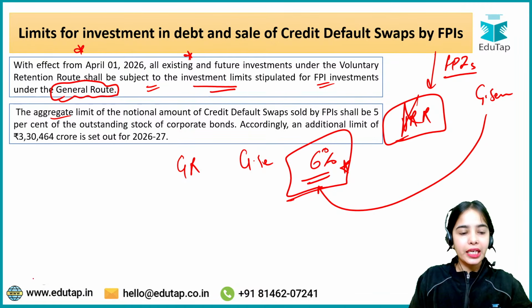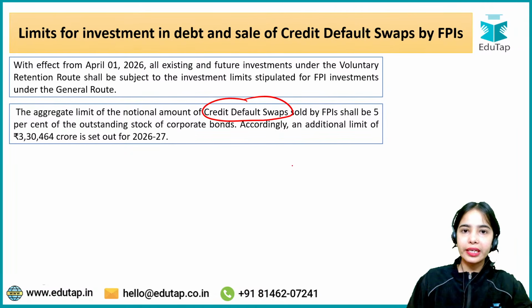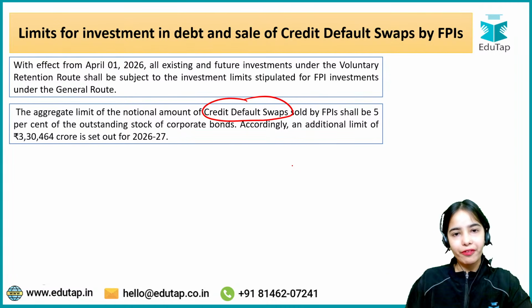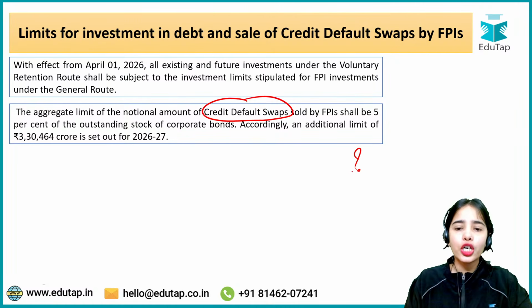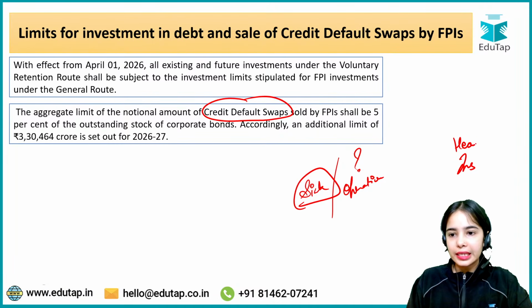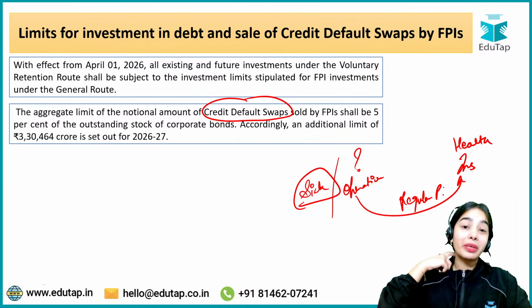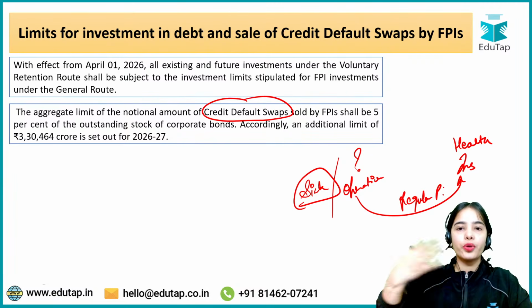Okay, now the aggregate limit for the notional amount of credit default swap. Let's say, how many of you have health insurance, or have you ever bought health insurance, or has your family ever bought health insurance? I hope that most of you have it. Why do you purchase insurance? So that whenever someone from your family falls sick, or any operation is required, you are covered. You are paying the regular premiums, on a monthly or yearly basis.